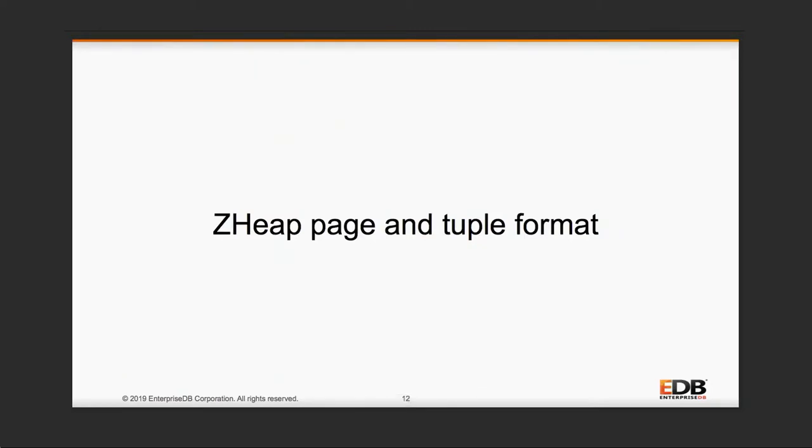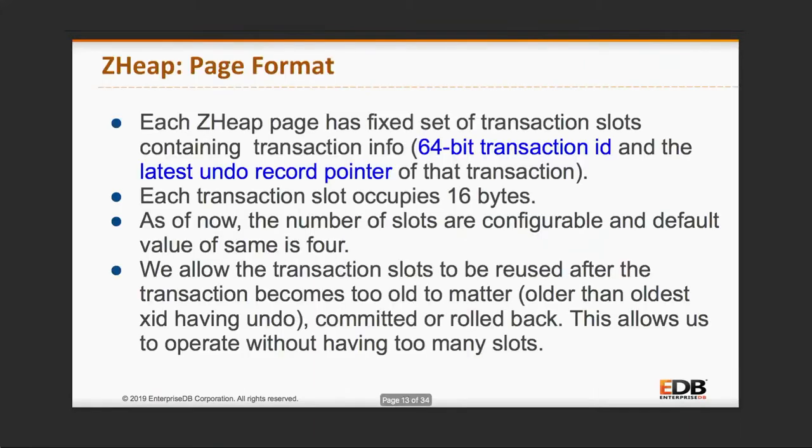Before going into the detailed tuple locking design for Zheap, I want to give a background of what the Zheap page looks like and what the tuple format is. Each Zheap page has a fixed set of slots. In the slot, we keep the 64-bit transaction ID and an 8-byte undo record pointer. So every slot is 16 bytes. Now, the number of slots, as of now, is compile-time configurable. While running configure, you can set the default transaction slots, but we can change it later so that you can set the number of slots while creating a table. We can do that as well.